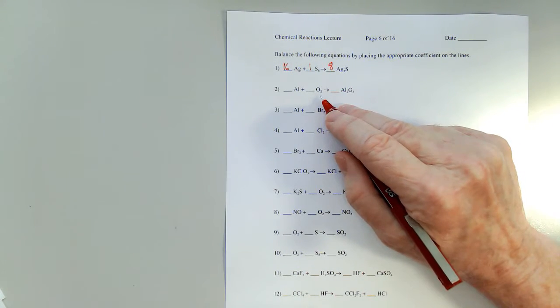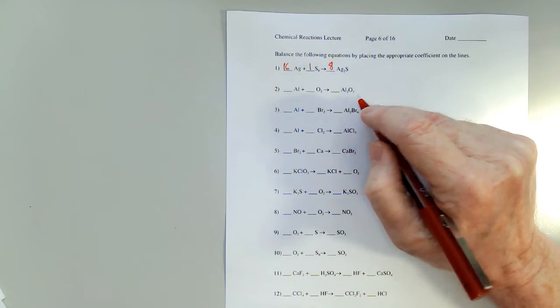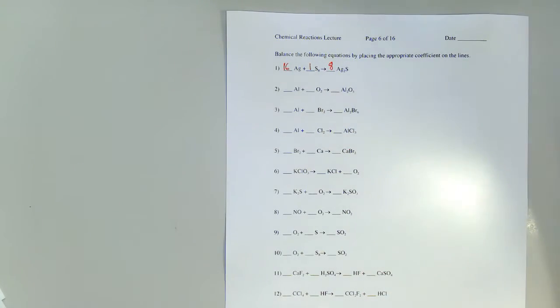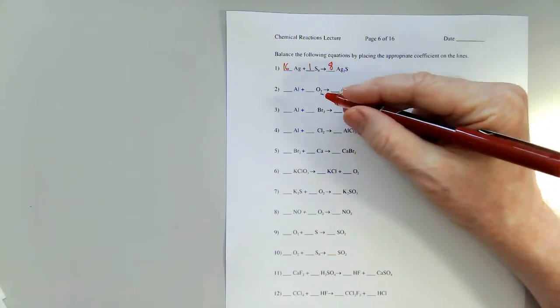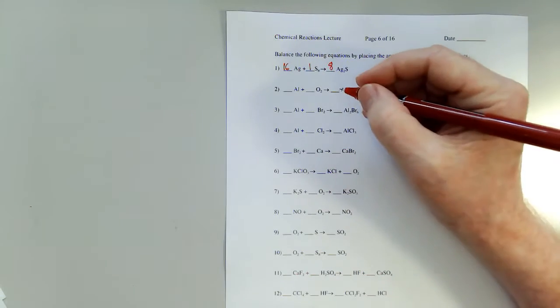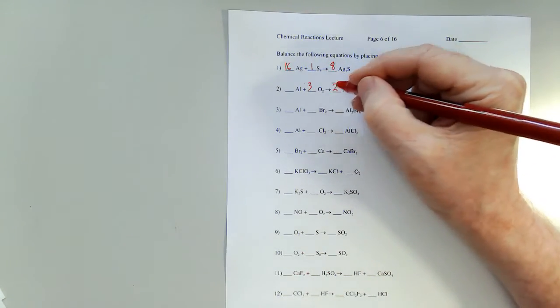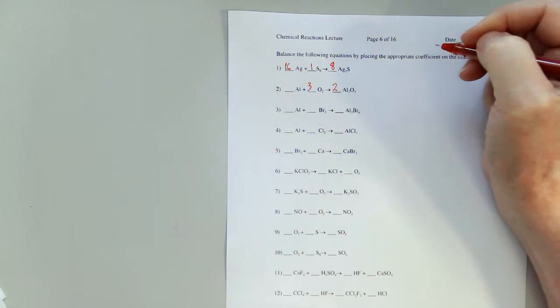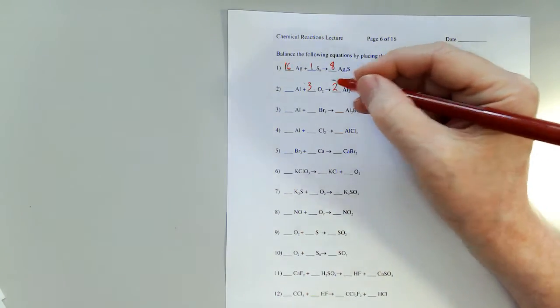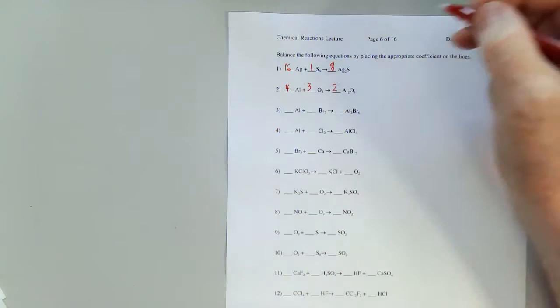In number 2, you're going to see something that's going to pop up in many equations. You've got 2 oxygens and then on the other side 3 oxygens. It doesn't have to be oxygen, whatever element it might be, but when you have 2 and 3, why don't we put a 2 here and a 3 there? 3 times 2 is the same as 2 times 3. Then 2 times 2 is 4 aluminums. I'm going to put a 4 there.